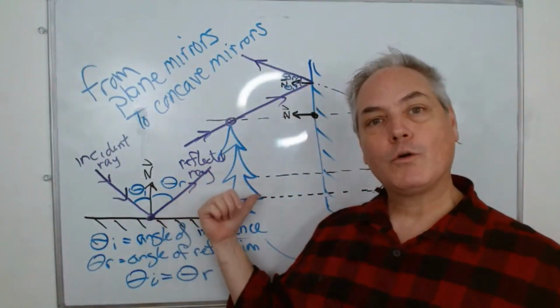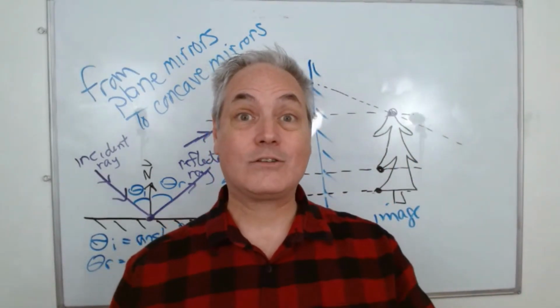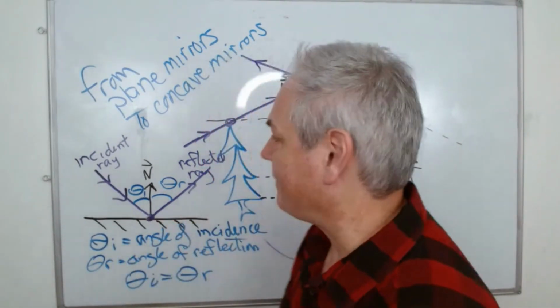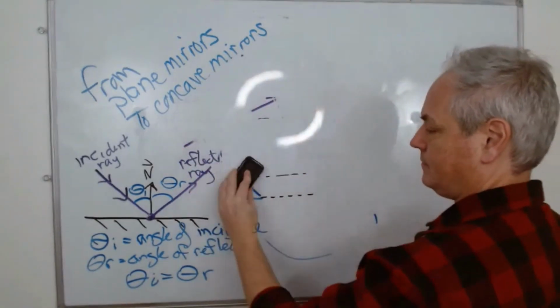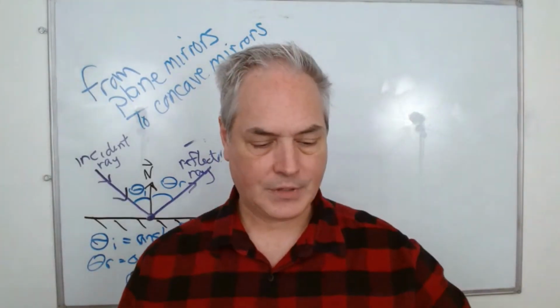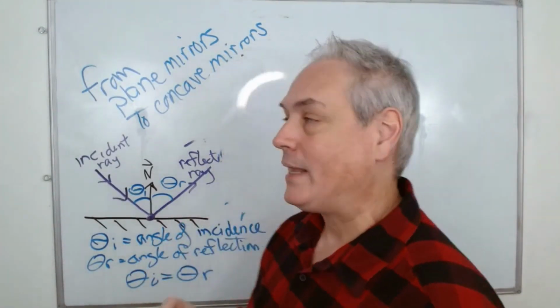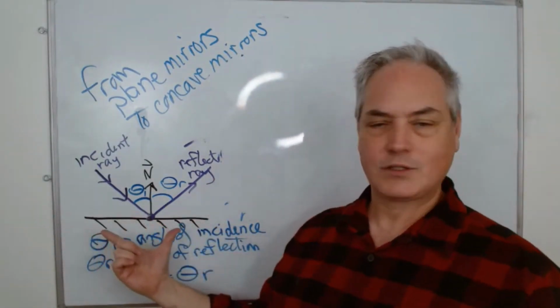But what happens when you go from plane mirror to a concave mirror? And that's what is interesting, and that's what we're going to see right now. So let's see. Like this. So if I draw a plane mirror, so we have, there you go. I'm going to use this one right here.